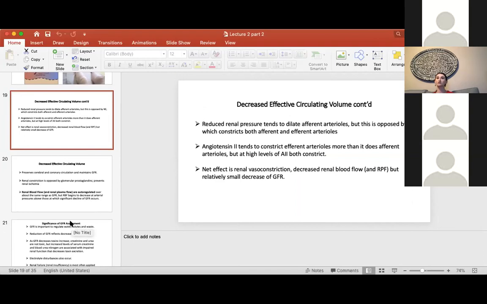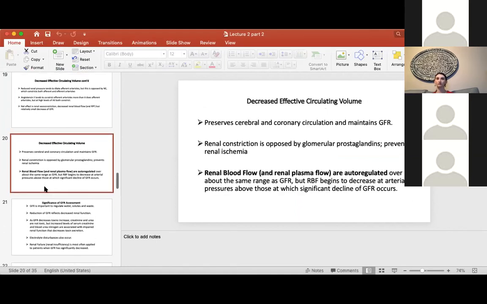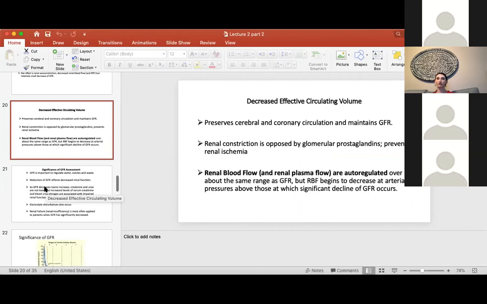Yeah, so the net effect of this is going to be renal vasoconstriction if we've got decreased circulating volume, but the GFR is not going to change too much. Renal blood flow and renal plasma flow are also auto-regulated, similar to the GFR range. I think that's probably the most important there.